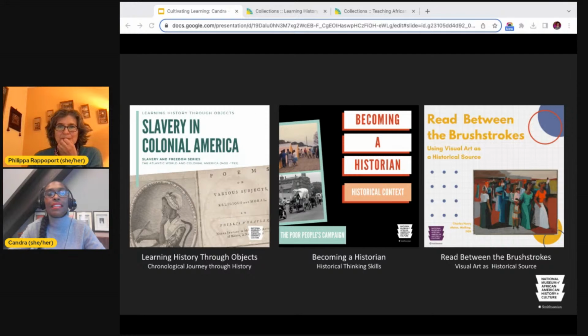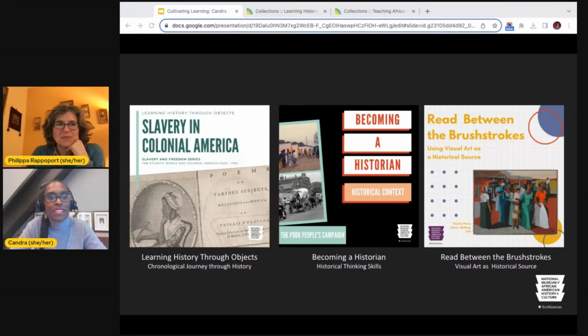And then the series to the right side, called Read Between the Brushstrokes, is a unique series, and we're really proud of it as well, because our museum is really fortunate to be a history museum with an intentionally curated fine arts collection to deepen the telling of the African American experience. This series of Learning Lab activities focuses on selections from our art collection and uses close looking exercises as well as critical thinking questions to set the artwork in context.